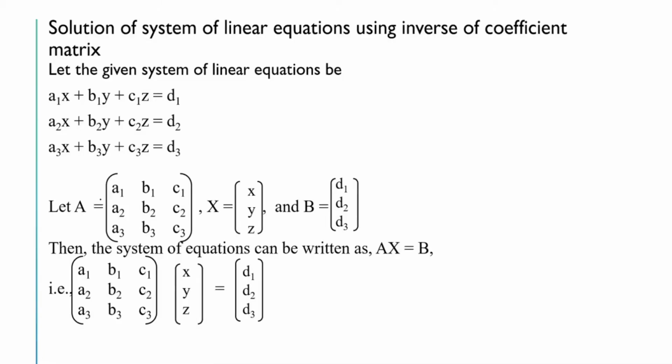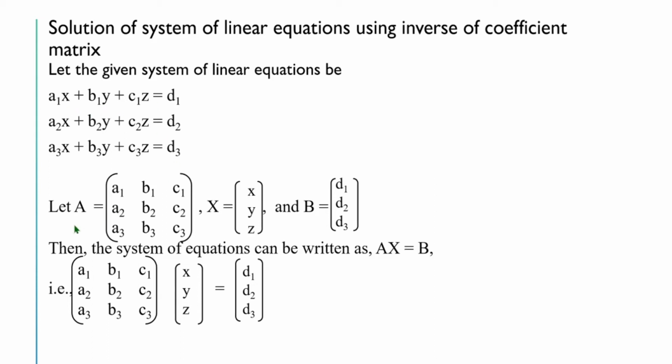So we will see, let a given system of linear equations be a1x plus b1y plus c1z is equal to d1, a2x plus b2y plus c2z is equal to d2, and a3x plus b3y plus c3z is equal to d3. So here we have three linear equations in three unknowns x, y and z.